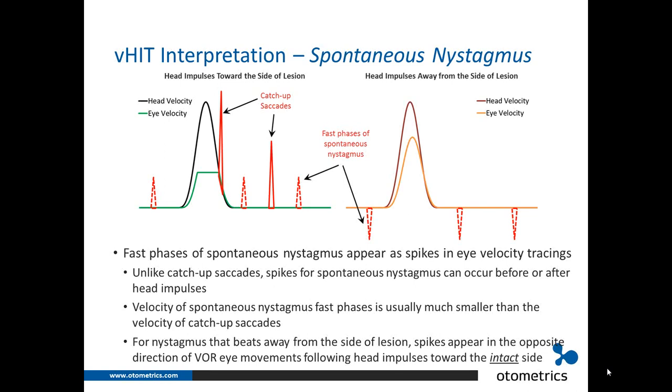For head impulses toward the site of lesion, the direction of spontaneous nystagmus fast phases is the same as the catch-up saccades. As a result, they are intermixed with the catch-up saccades and not easily distinguishable. But the key to identifying them is that the spikes are in the opposite direction of the VOR eye movements when the head is moved away from the site of lesion and toward the intact side.